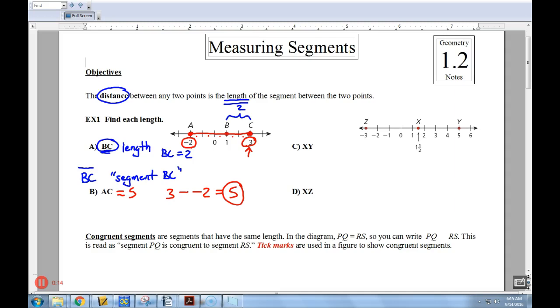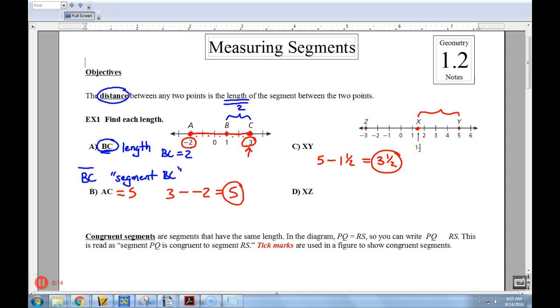Moving on over here to example 3, XY, so the distance from X to Y, I'm going to use a subtraction method. It's 5 take away, and this red dot right here looks like it's at 1.5. So 5 take away 1 is 4, take away another half, it's 3 1/2.